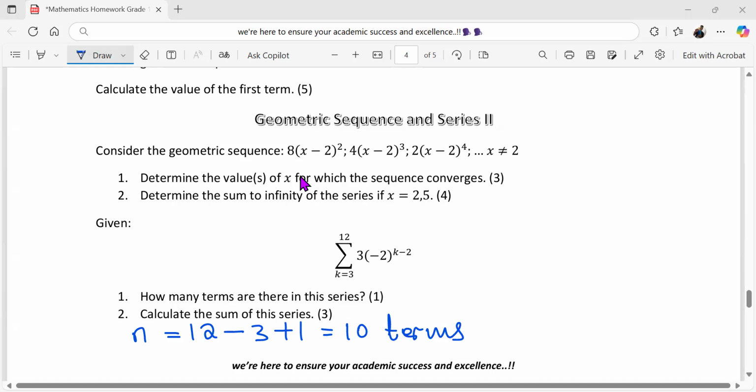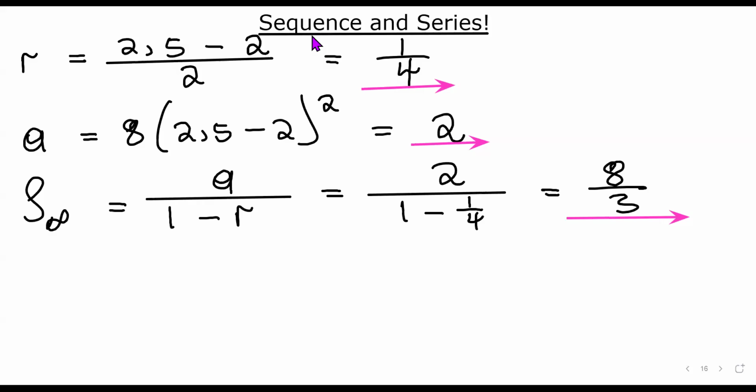Now that we know the number of terms, the question says calculate the sum of this series. Well, you can actually expand this series. That's perfectly fine. So let's do that actually. Even though we don't need to expand it, but let's expand it. Well, who says we don't need to expand it anyway? Now we need to expand it, so let's expand it.